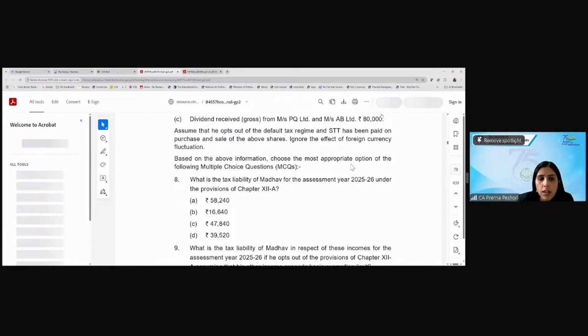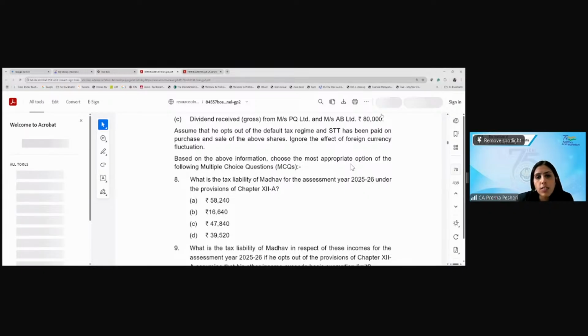Anyone has solved this question? Even if you have not, let me know now. What do you think is the answer? No one? What is the problem that you're facing with this question, students? It's a very straightforward question. Okay. If you are not coming up with any answer, I'll give you the answer.